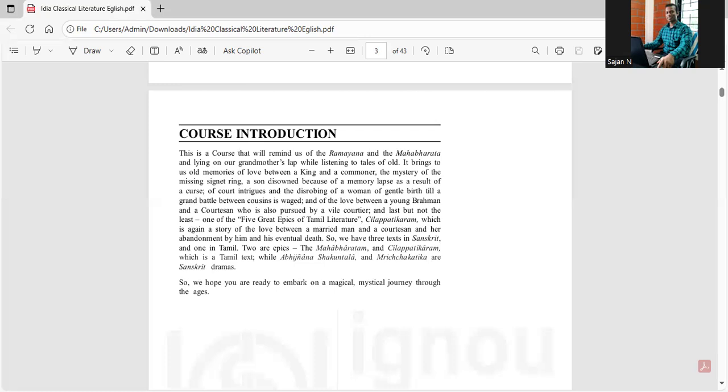It's just one para, but through that one para it talks about the whole Indian literature. And this is a course that will remind us of the Ramayana and Mahabharata lying on our grandmother's laps. It is something like a baby lying on its mother's lap and listening to the story.